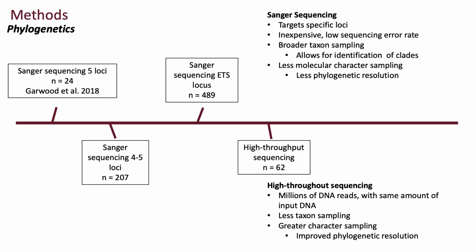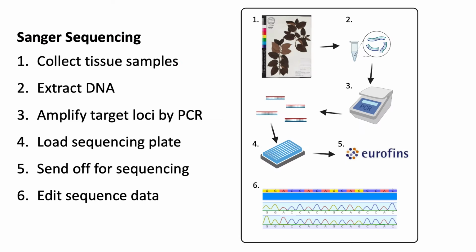And then for the high throughput sequencing, our sample size for Trema, the neotropical group, is 62. And in this sequencing, you get lots and lots of DNA, about millions and millions of reads from high copy regions of the genome. And this is where we have less taxon sampling, so smaller sample size, but we have improved phylogenetic resolution because we have a lot more character sampling.